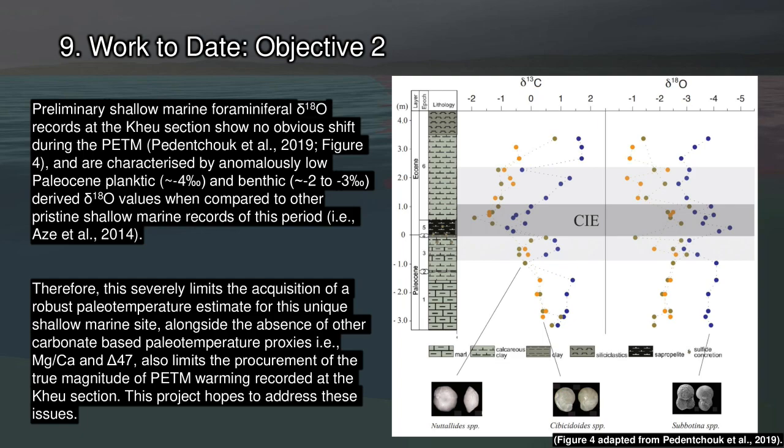So again, by not showing a characteristic PETM record that we would expect to see, it does limit our goal to construct a robust paleotemperature estimate of this unique shallow marine site. And alongside the absence of the other carbonate-based paleotemperature proxies that we've mentioned, like magnesium/calcium and Clumped isotopes, Delta 47, it also limits the procurement of a more robust overall temperature estimate of the warming event. And this is something the project hopes to address as well.